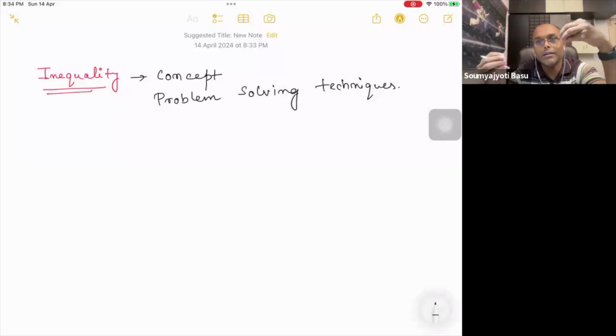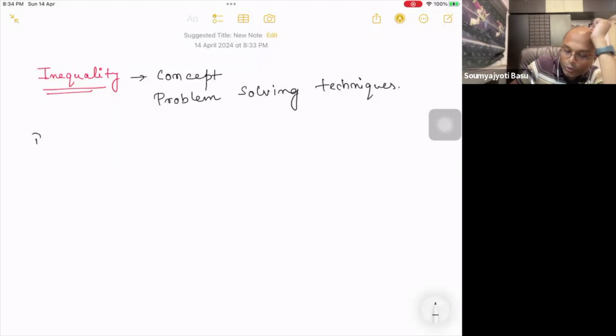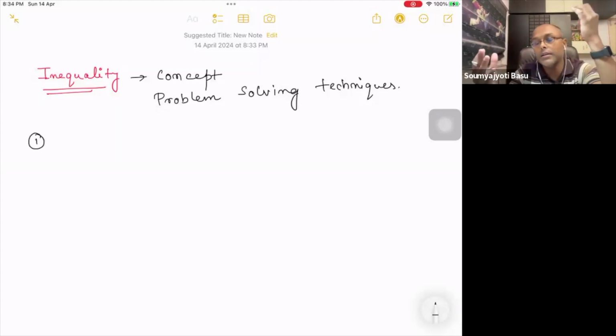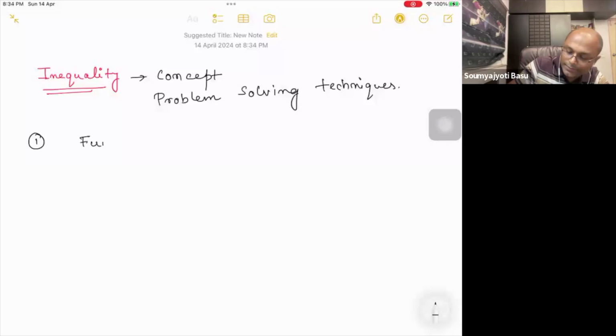Going by the meaning of the term, inequality is very simple. It is when something is not equal. But how is it reflected in mathematics? Let me first explain that through some examples, okay? When you talk about inequality in mathematics, there are basically two types of inequality problems that we encounter. The first one is based on functions, okay? I'll explain.